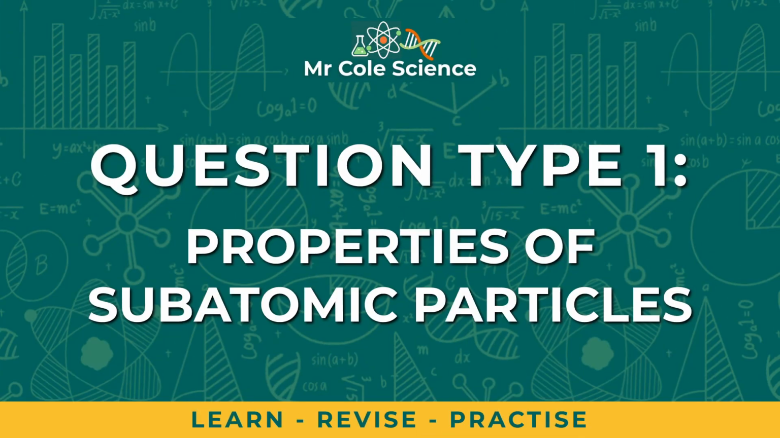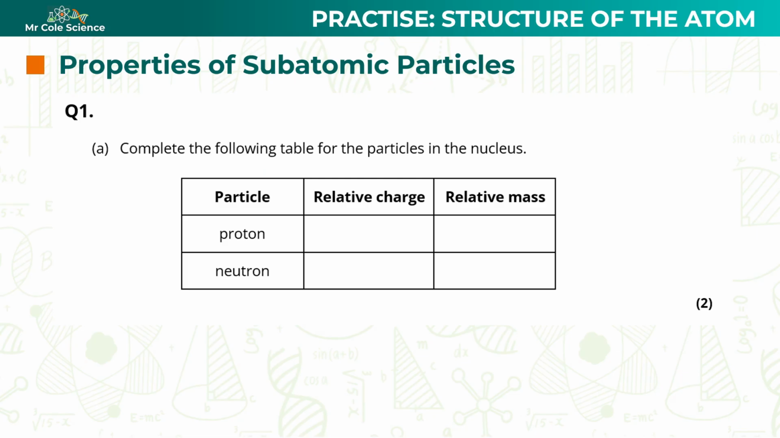Question type 1 is all about the properties of subatomic particles. Okay, so here we have a typical exam question on the properties of subatomic particles. In this case, we're being asked about the relative charge and relative mass of a proton and a neutron. All we need to do is fill in the correct details in the correct column. Protons have a relative charge of +1 and a relative mass of 1. Neutrons have a relative charge of 0 because neutrons are neutral, and they have a relative mass of 1.